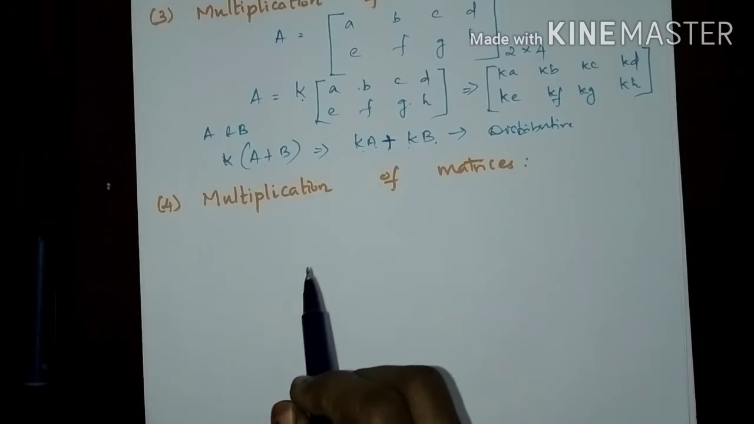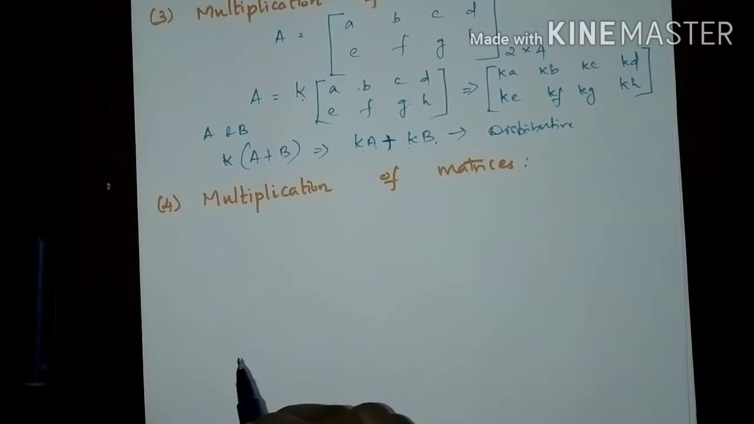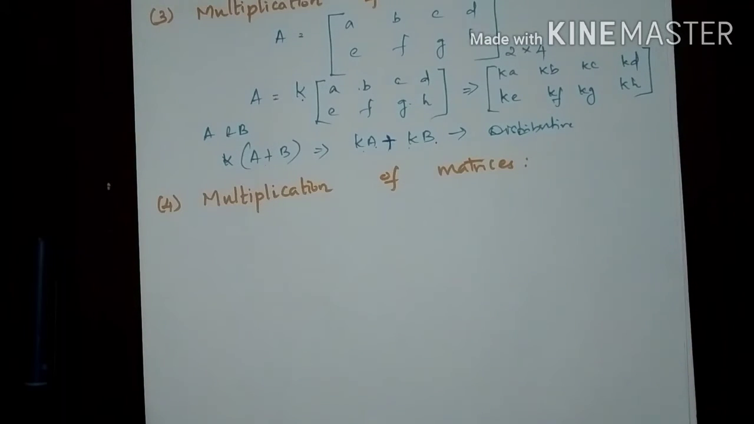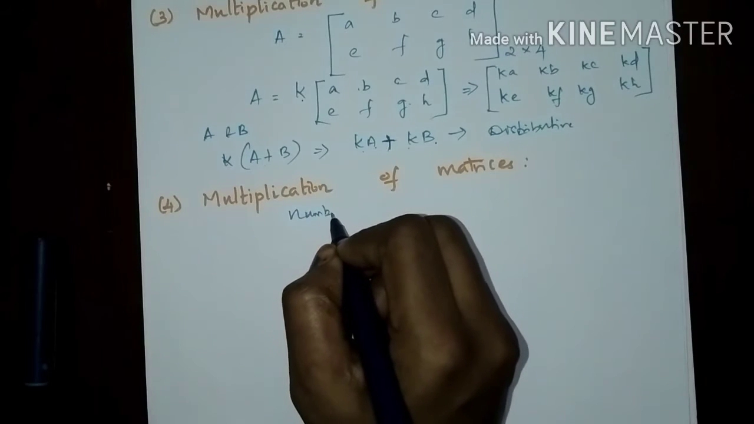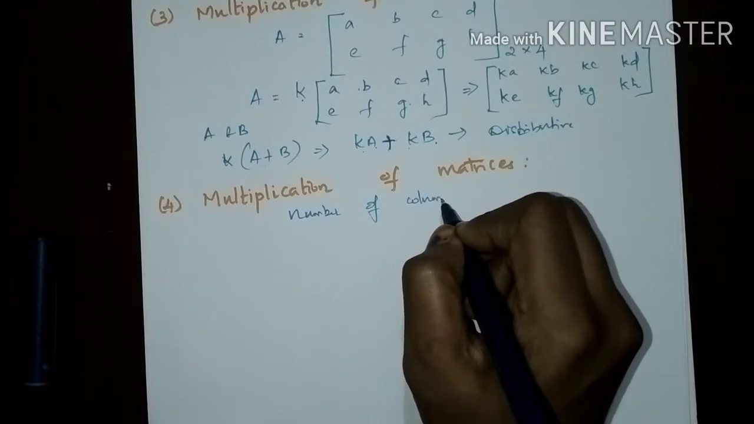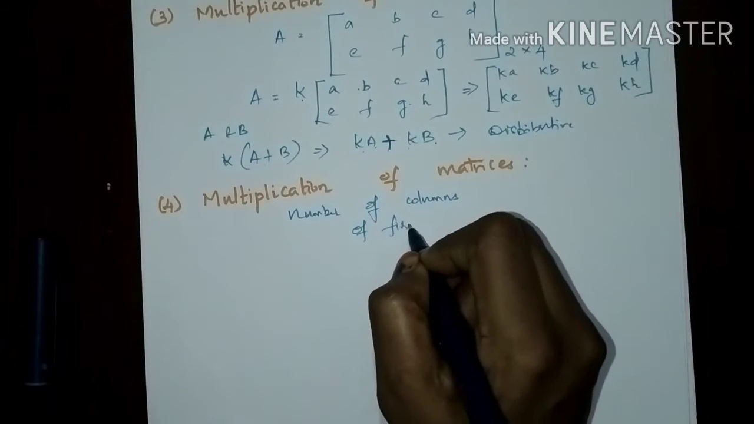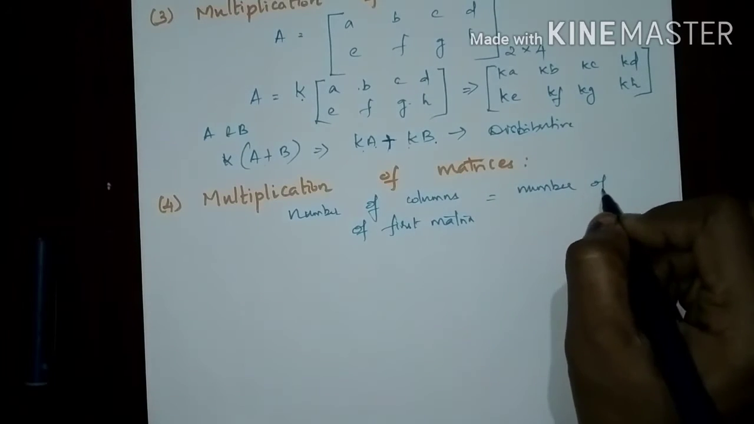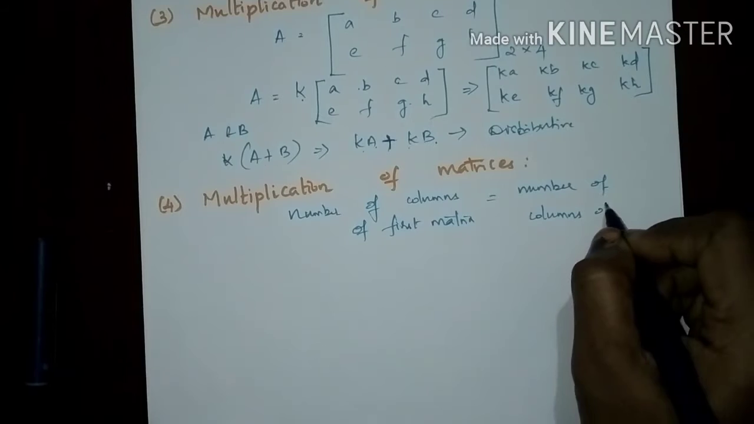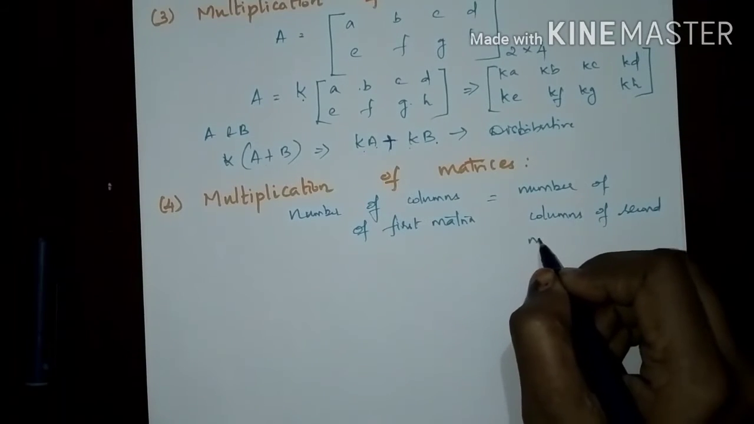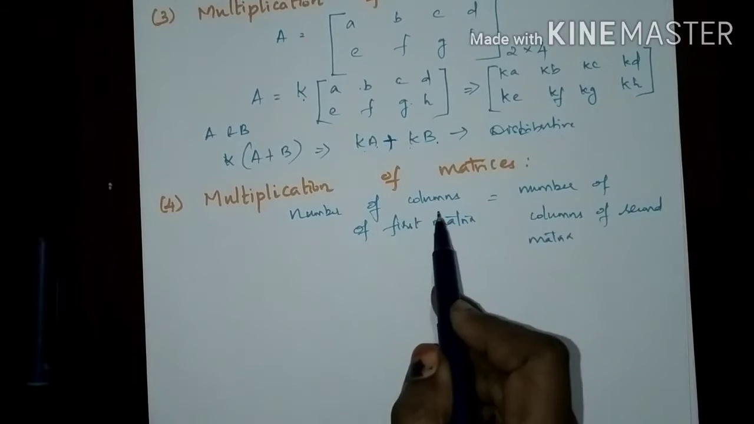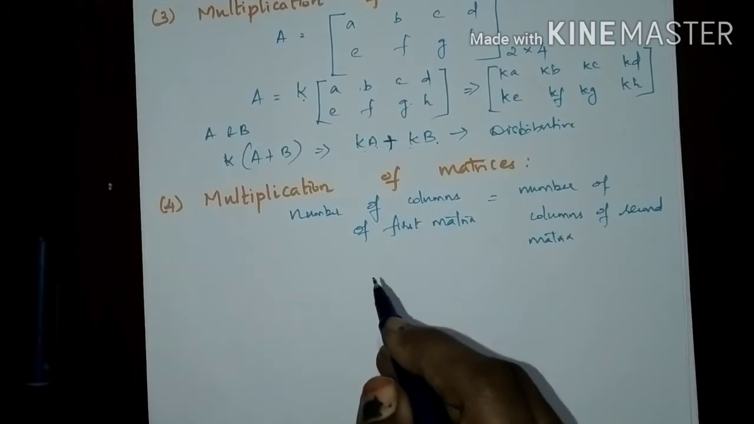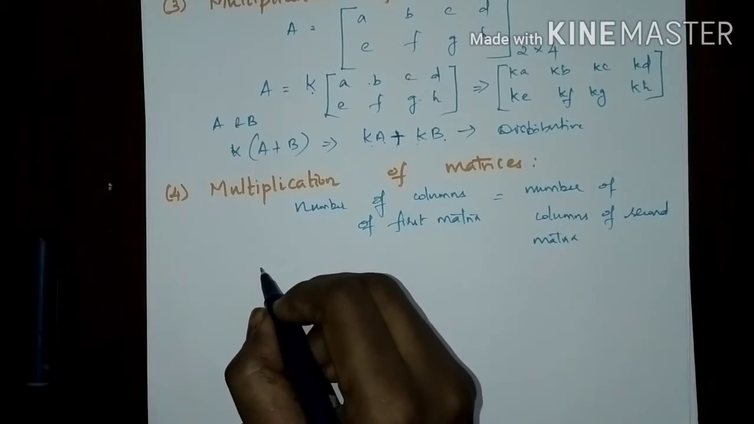Let us move on to the next operation, multiplication of matrices. Multiplication of matrices is done under the condition when the number of columns of the first matrix is equal to the number of rows of the second matrix. Got it? This is a condition that must be satisfied to multiply two matrices. If the matrices satisfy this condition, then they are termed conformable matrices.